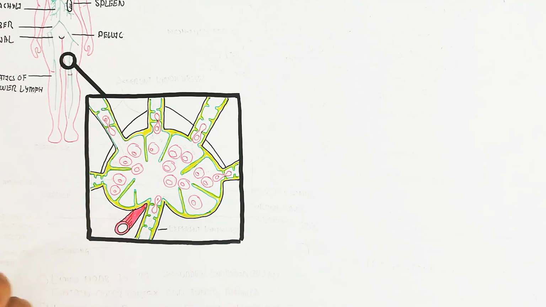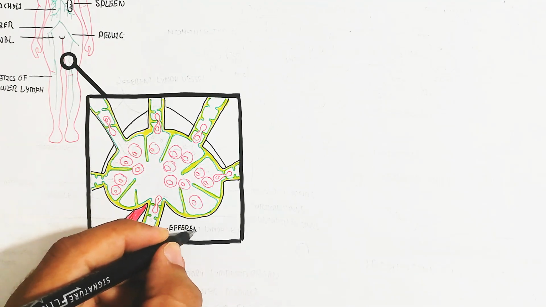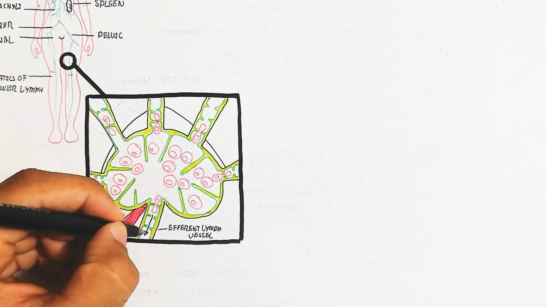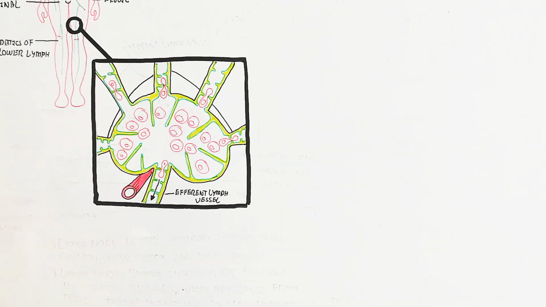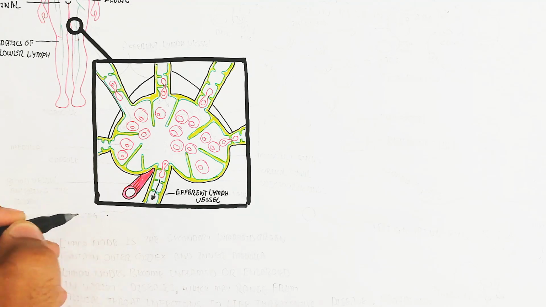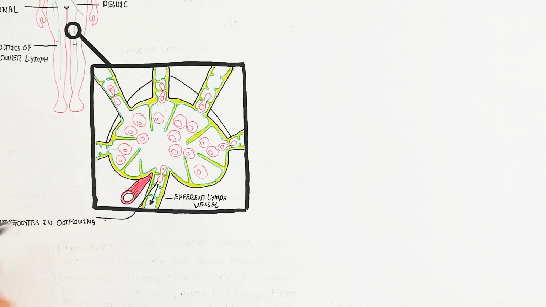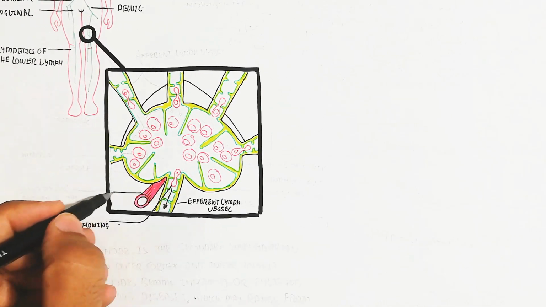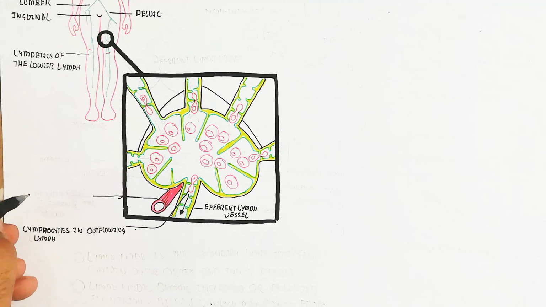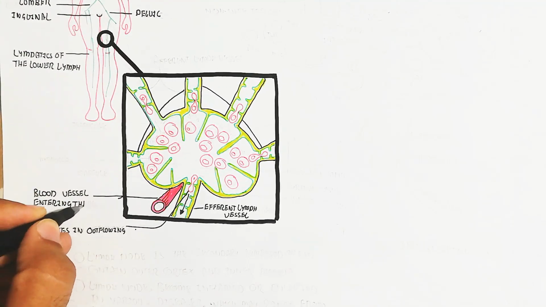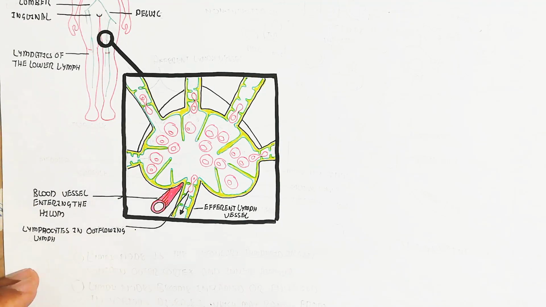The lymph node contains an afferent lymph vessel and an efferent lymph vessel. Afferent means the WBCs move toward the lymph node, while efferent means away from the lymph node, moving to where the infection will occur. This is the lymphocyte in the outflowing lymph, and this is the blood vessel entering the hilum. This is known as the hilum, remember.